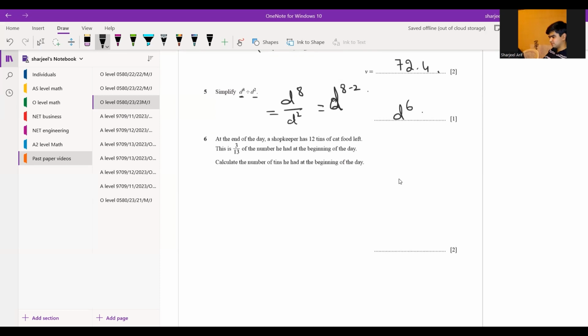For question number 6, at the end of a day, a shopkeeper has 12 tins of cat food left. So this is the remaining amount. And this represents 3 by 13 of the total amount at the beginning. So we will say that 3 by 13 of the total amount, which is represented by x, is equal to 12. So x will be equal to 12 into 13 divided by 3. So our answer will be 13 times 4, that would be 52. That was the amount at the beginning of the day.